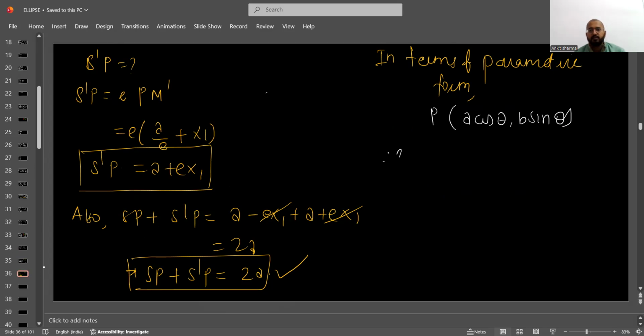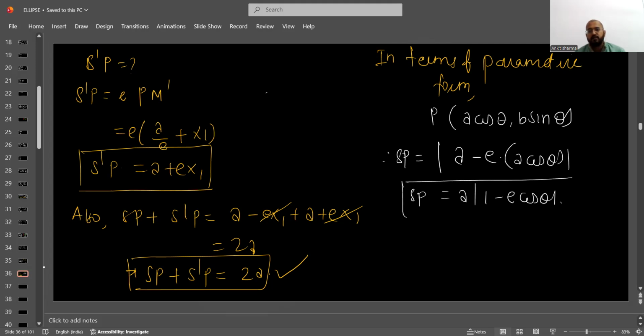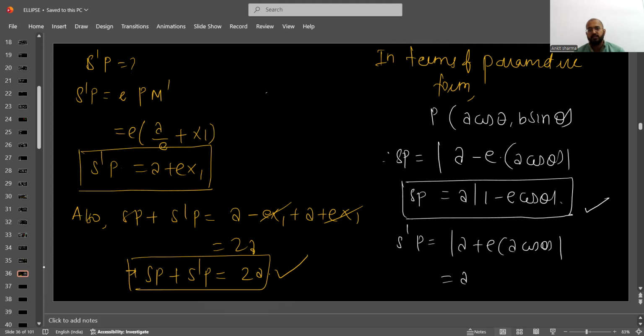So I can write down SP is equal to A minus E into A cos theta, which can be written as A into 1 minus E cos theta. This is nothing but the focal distance. And for S dash P, I'll be writing here A plus E into A cos theta, which means I can take this A out and I'll be having 1 plus E cos theta. That's the focal distance from the other focus.